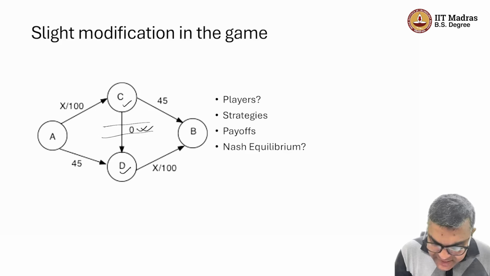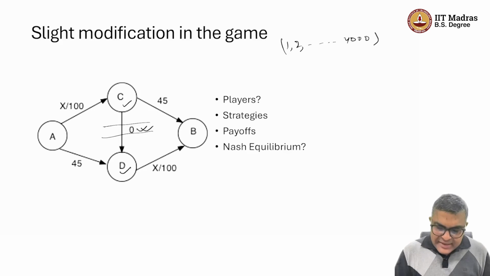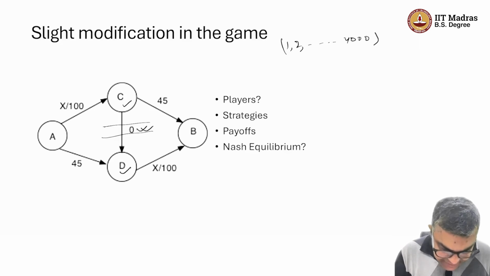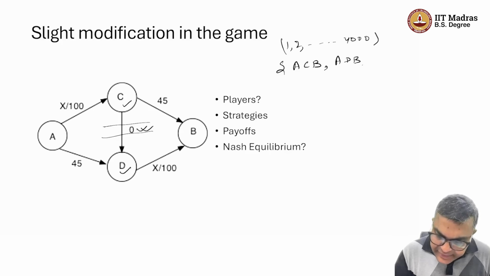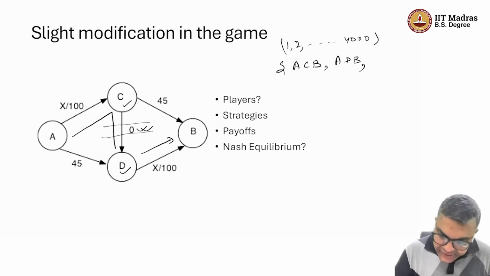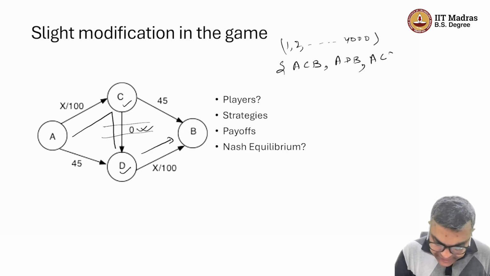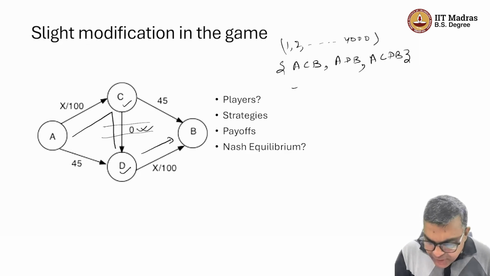So who are the players? Again 1, 2 to 4000, these are the players. What are the strategies? Each driver has a strategy or action to follow path ACB. They also have a strategy to follow path ADB as earlier. Now there is a third possibility, go from A to C, come to D and then go to B. So A, C, D, B, these are the three possibilities. What are the payoffs? Again the payoff is the negative of time taken.